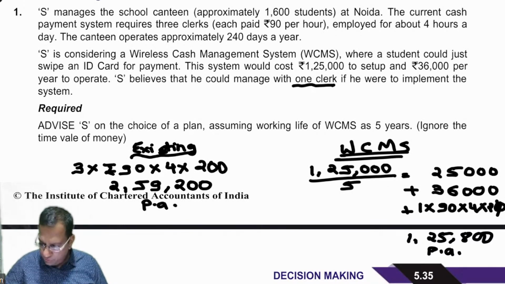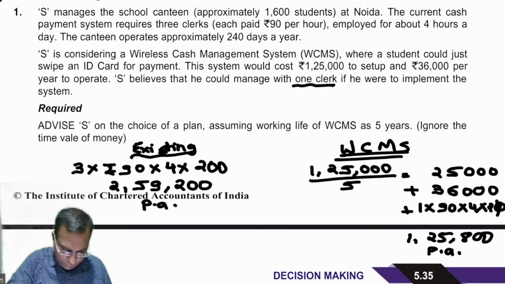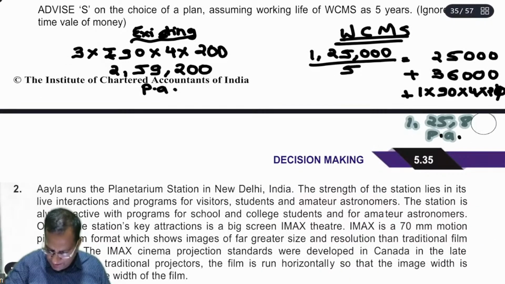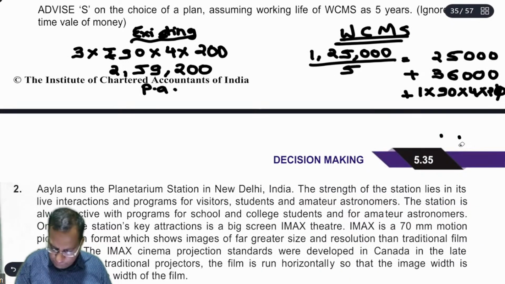Whether I have done a wrong calculation? Just a minute, beta. 2,59,200 is for 3 clerks, plus 36,000 plus 25,000. Yes, beta, wrong calculation. It's 1,47,400 per annum basis. It's 1,47,400.